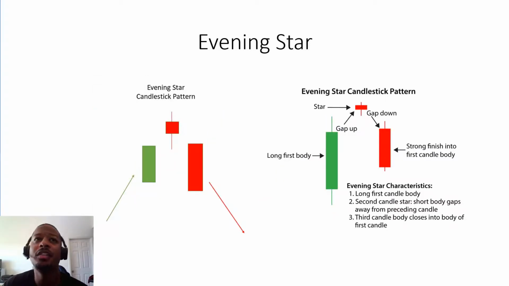Then you have the stars. There's the evening star and there's the morning star. We'll start with the evening star first. The evening star candlestick pattern is usually formed from multiple candlesticks, usually three, and this is typically formed after there's been an uptrend for the evening star, and a downtrend for the morning star. But pretty simple there. So the evening star indicates a bearish reversal after three candlesticks have formed.